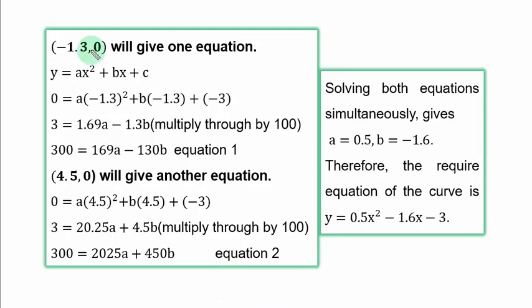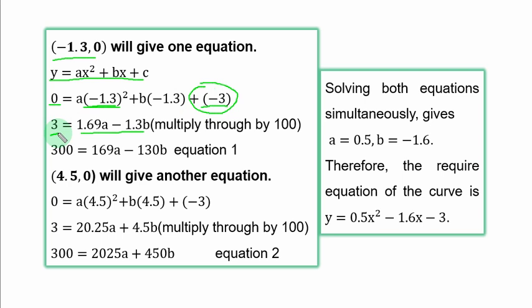So we work with the first root to generate one linear equation. This is the equation of the curve. When y is 0, s is -1.3 in the equation. When you simplify, of course you know c is -3. Simplify further. If you square this, you have 1.69a minus 1.3b. This term is negative. If you transfer it to the left hand side, it becomes positive.